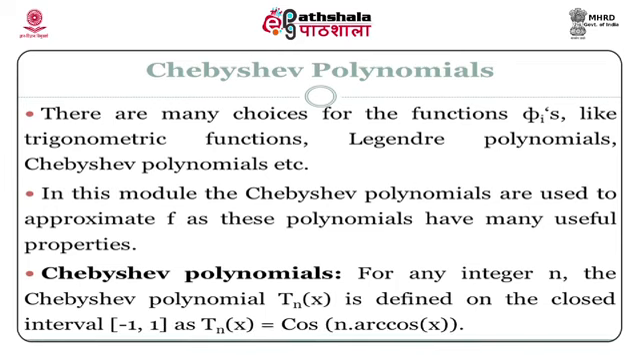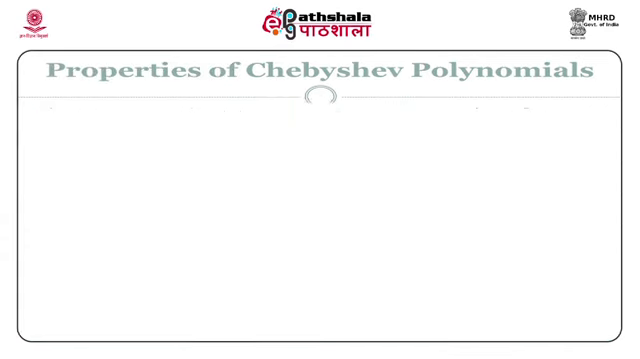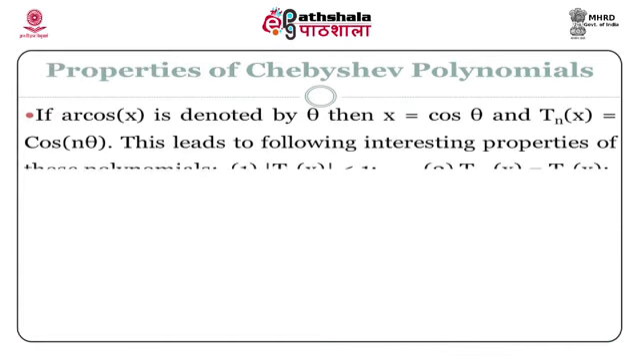For any integer n, the Chebyshev polynomial Tn(x) is defined on the closed interval minus 1 to 1 as Tn(x) equal to cos of n into arccos x, that is cos of n into cos inverse x. If arccos x is denoted by theta, then x equal to cos theta and Tn(x) equal to cos n theta. This leads to the following interesting properties of these polynomials. Mod Tn(x) is less than or equal to 1, that is quite clear. T minus n(x) is equal to Tn(x), as cosine of minus n theta will be the same as cos n theta.